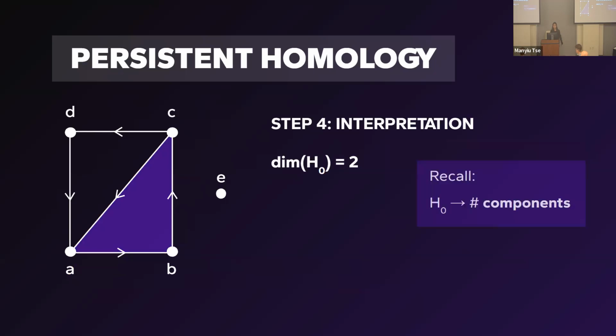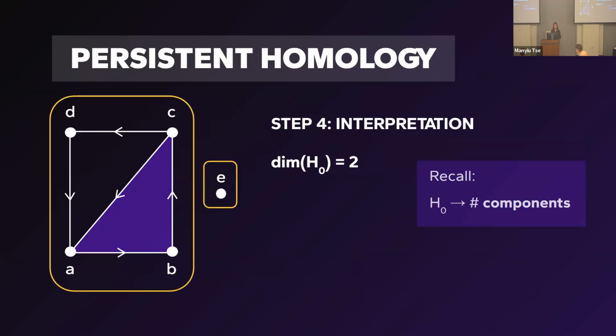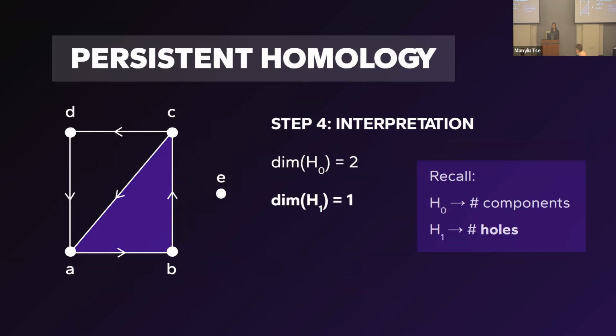If you recall, H sub 0 gives you the number of components. So what are the 2 components in this example? It would just be those 2 separate components. So if you apply the same formula to H sub 1, which gives you the number of holes, you'll get 1. The hole in this example would be that triangle.